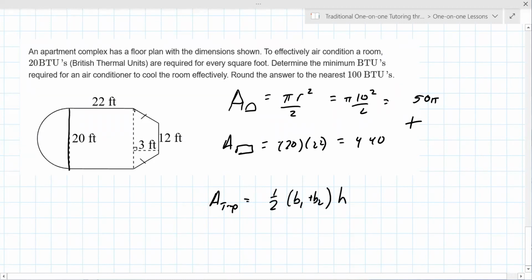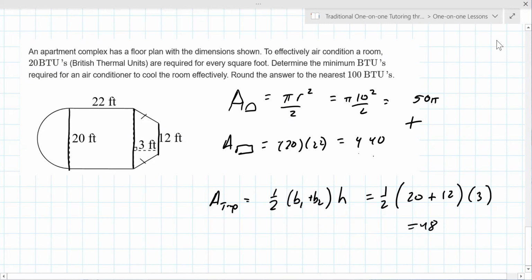Good. So here's base 1 because it's got to be parallel to base 2. What is base 1? So base 1 is 20. What's base 2? 12, because they're parallel. And then the height is 3. Yes. Okay, so 32, cut it in half. That's 16 times 3, you get 48. And you want to add up these three numbers.